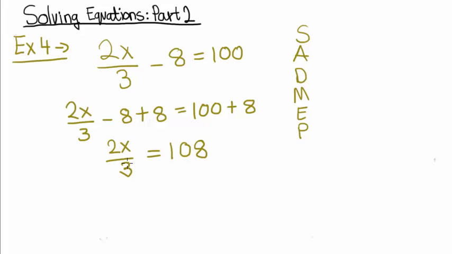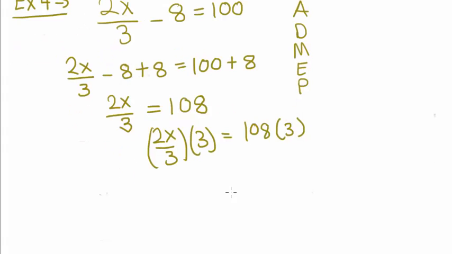And in order to do that, I need to perform the inverse operation of multiplying both sides of this equation by the number 3. Now the 3's will cancel out on the left hand side of the equation, and I'll be left with 2x. On the right hand side of the equation, I'll be left with 108 times 3. That will give me 324.